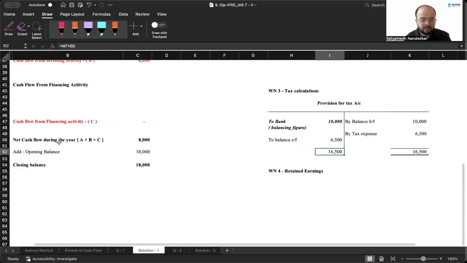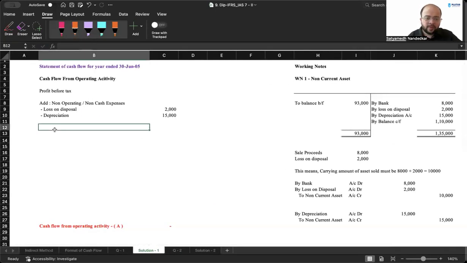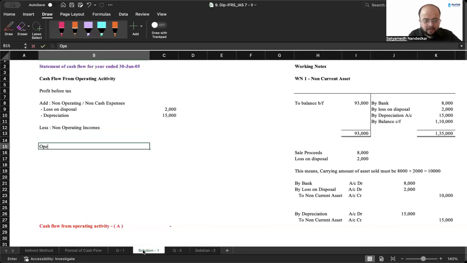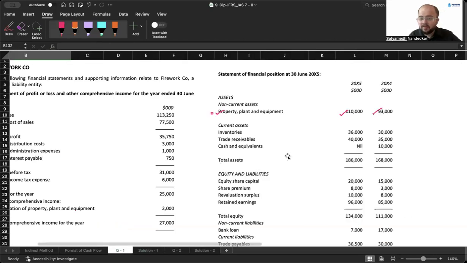Current asset. Here you have already written non-operating non-cash expenses. I'm doing less non-operating incomes as per our format. Okay, non-operating incomes if there are any, we will see. After that, what you will get is operating profit before working capital changes. Okay, now you have to deal with individual items. Opening 30, closing 36. Decrease in current assets is added, which means increase in current asset is subtracted.